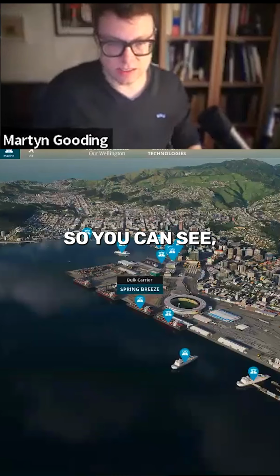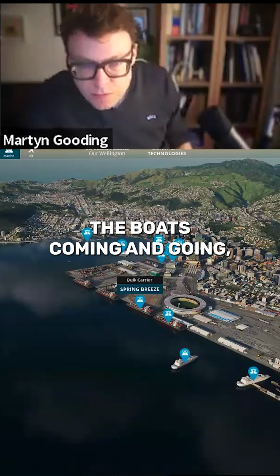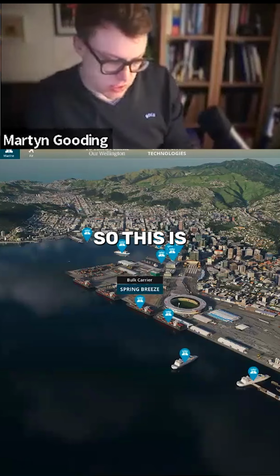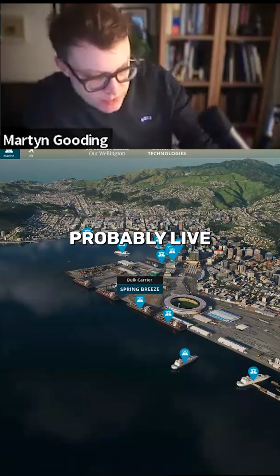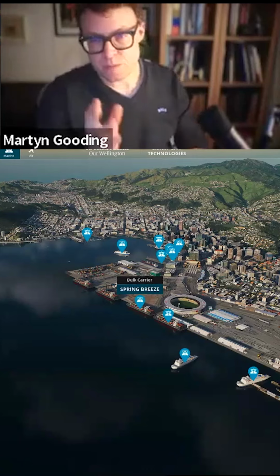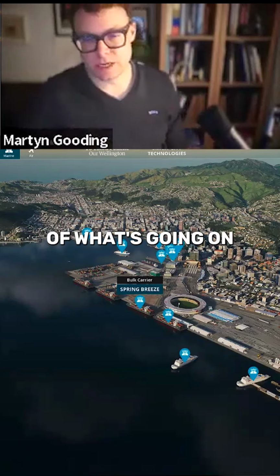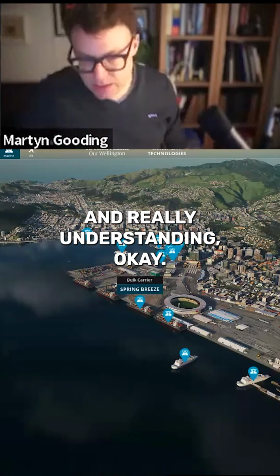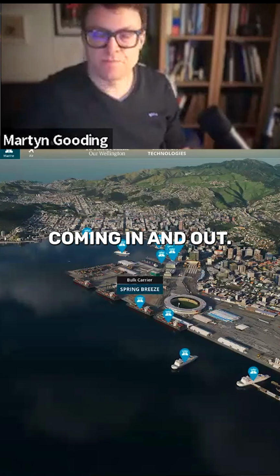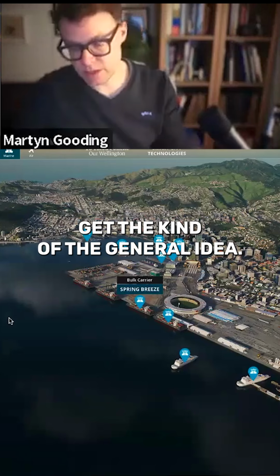There's another one there, so you can see, I think that's the boats coming and going, the freight traffic coming in and out of the port. So this is probably live data or thereabouts. It could be historic data, but just giving you that sense of what's going on and really understanding. Okay, so there's quite a lot of boats in at the moment. Maybe there's some coming in and out, right? So you get the general idea.